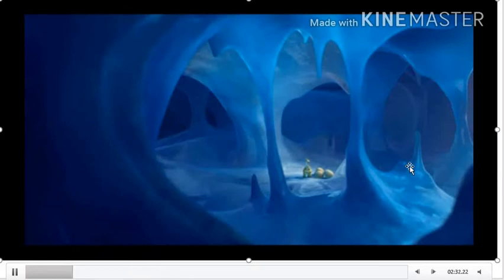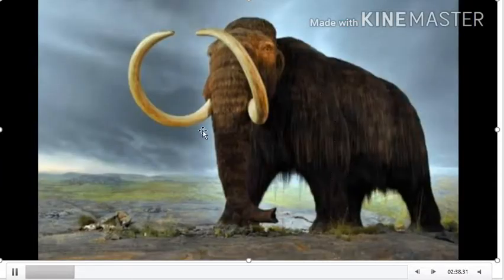These are the caves, correct? These are the different kinds of caves, if you can see. And this is how the ancient animals looked.